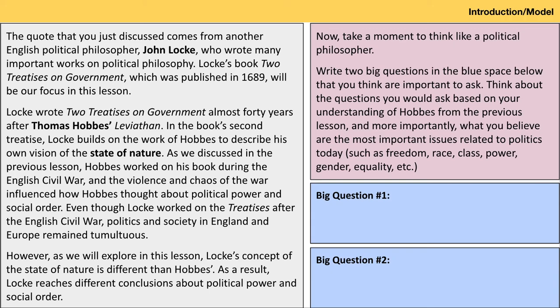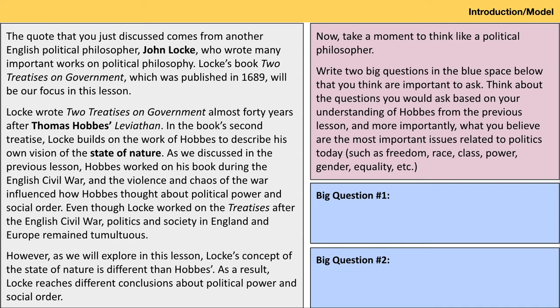As we discussed in the previous lesson, Hobbes worked on his book during the English Civil War, and the violence and chaos of the war influenced how Hobbes thought about political power and social order. Even though Locke worked on the treatises after the English Civil War, politics and society in England and Europe remained tumultuous. However, as we will explore in this lesson, Locke's concept of the state of nature is different than Hobbes. As a result, Locke reaches different conclusions about political power and social order.